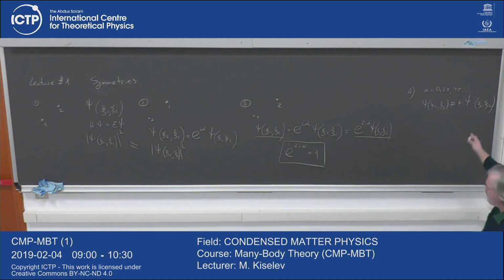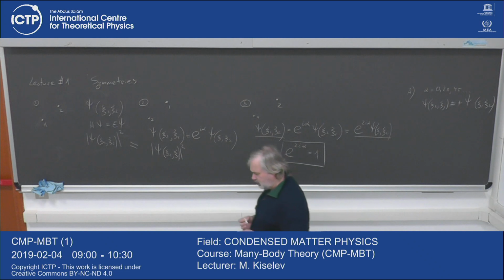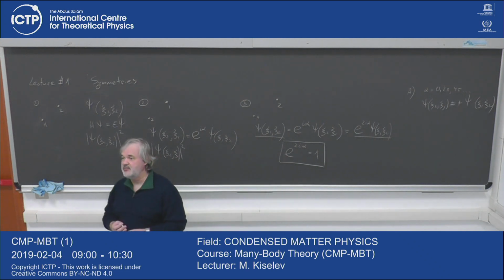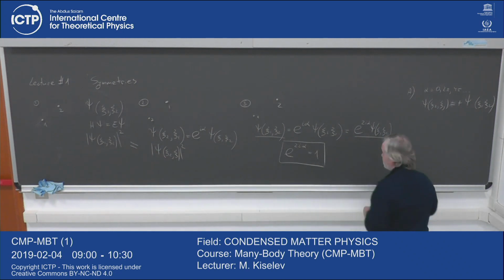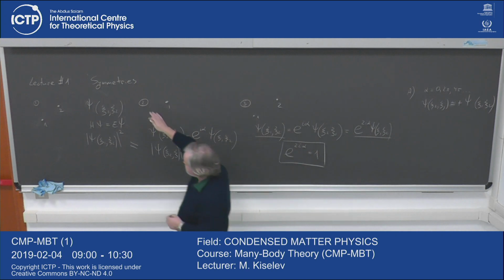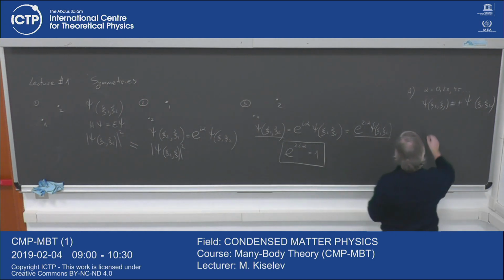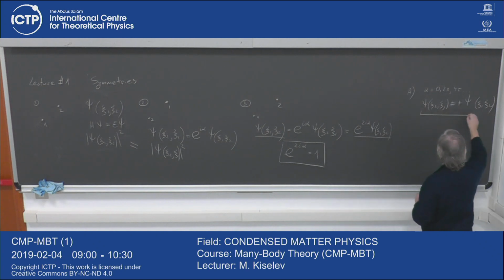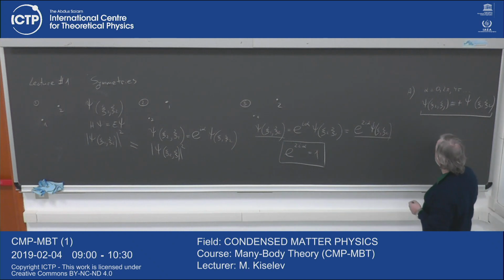So what we see here, that the wave function of two indistinguishable non-interacting particles is symmetric with respect to interchange of these two particles. Okay? As I said, we are dealing with symmetries. So the many-body system of particles characterized by symmetric wave function is called bosonic system. So it's bosons.